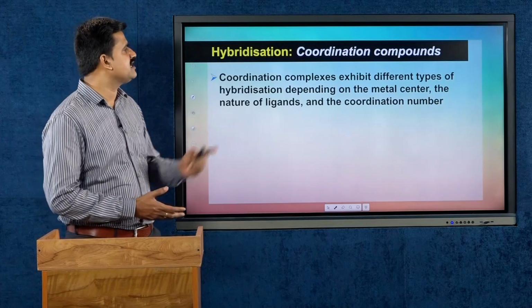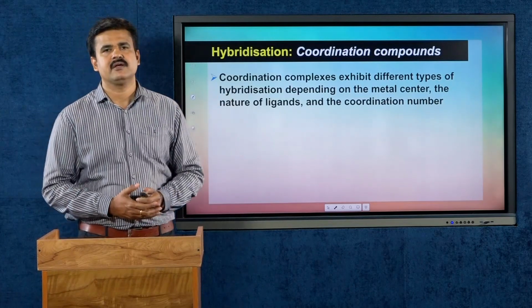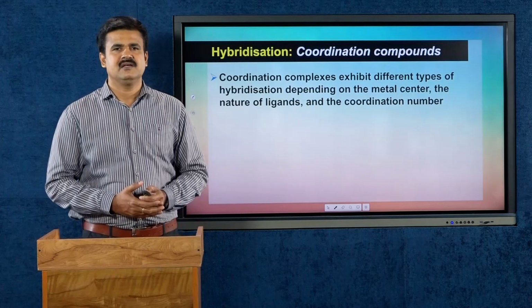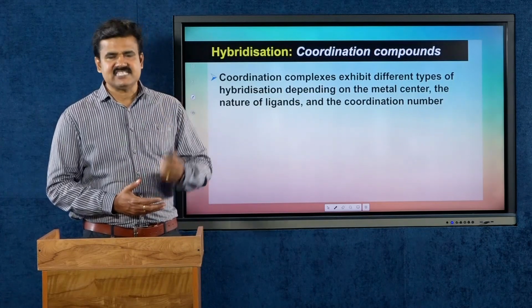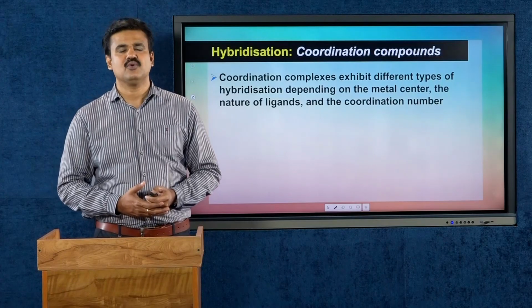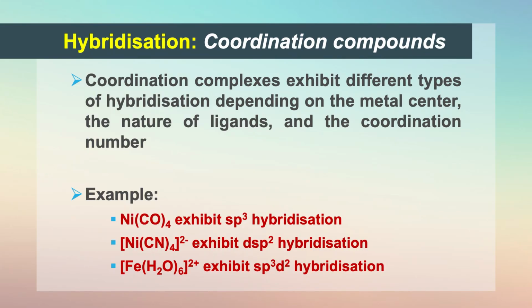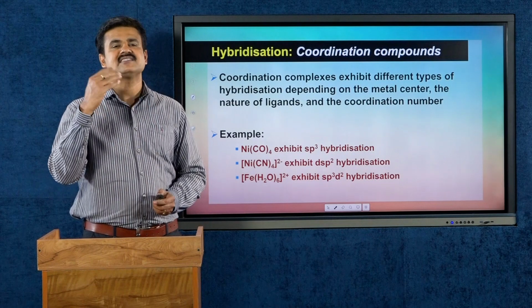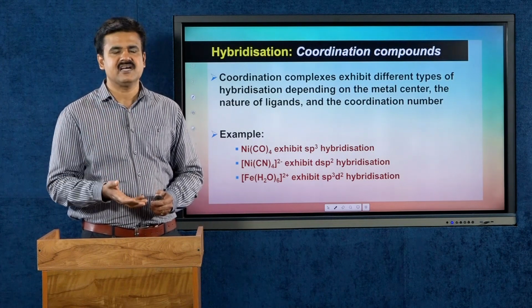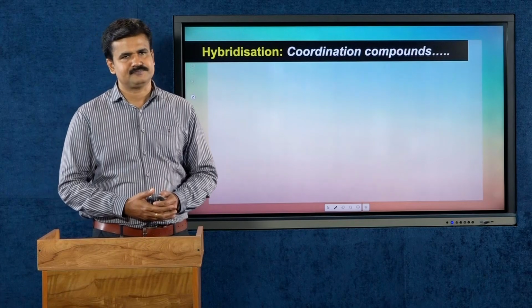Coordination complexes exhibit different types of hybridization depending on the metal center, the nature of the ligands and the coordination number of the compound. For example, Ni(CO)4 exhibits sp3 hybridization. [Ni(CN)4]2- exhibits dsp2 hybridization. [Fe(H2O)6]2+ exhibits sp3d2 hybridization. So, it is very well clear that the hybridization depends on the nature of the metal, the nature of the ligand, the coordination number of the molecule, etc.